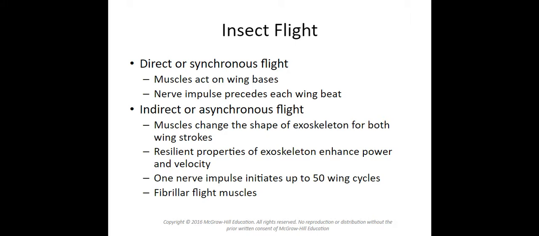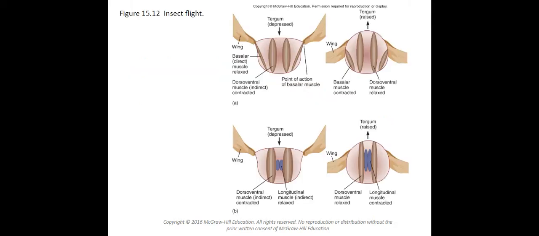The indirect or asynchronous flight is where the muscle actually changes, like bends the exoskeleton, and then it kind of makes the wings shake. And one nerve impulse will make the wings shake 50 times. So you get 50 wing cycles. It's a very fibrillar flight motion. So those wings will move much quicker.